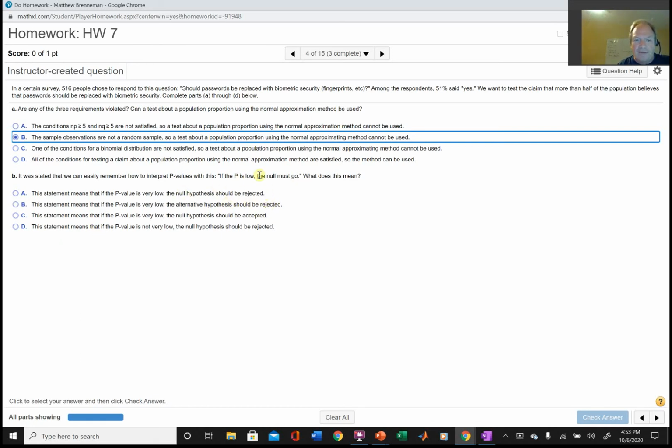And so if the p-value is low, the null must go. What it means is that when the p-value is very low, the null should be rejected. That's what it means to go, right?